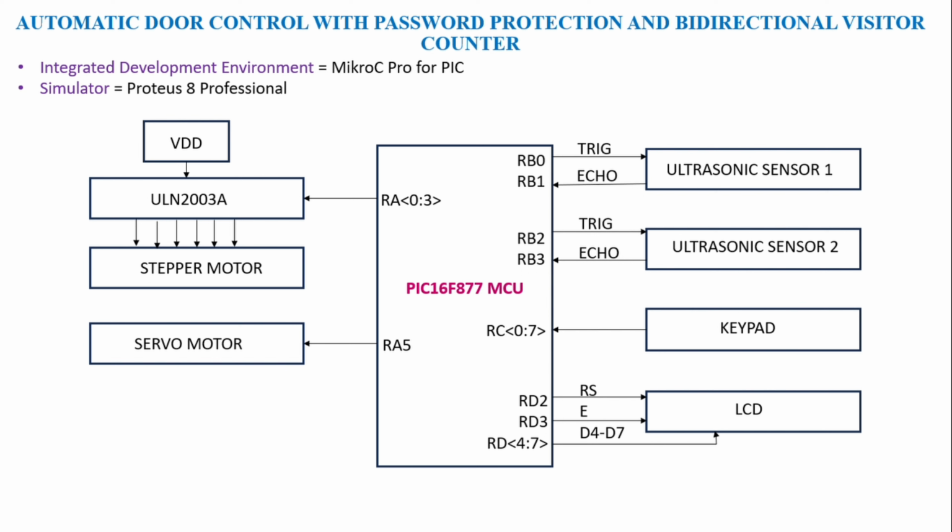In port A, pins 0 to 3 are connected to ULN2003A, which is a stepper motor driver. It is used to control the stepper motor, and the stepper motor controls the door opening and closing movement. Port A's fifth pin is connected to a servo motor, which is used for locking and unlocking of the door.